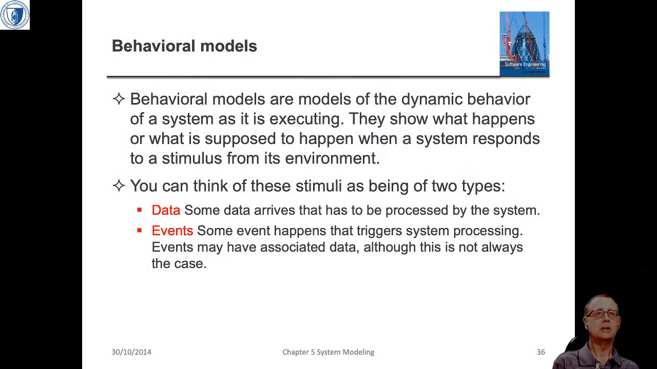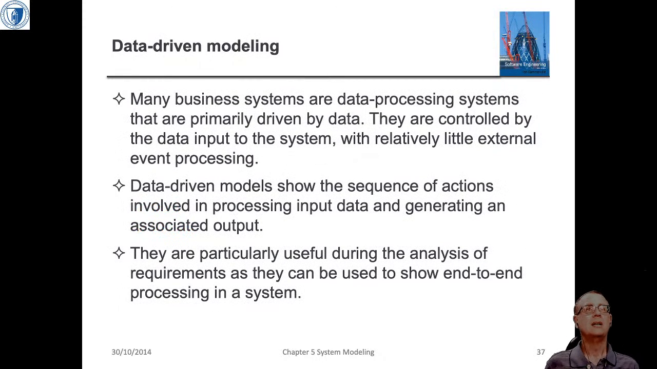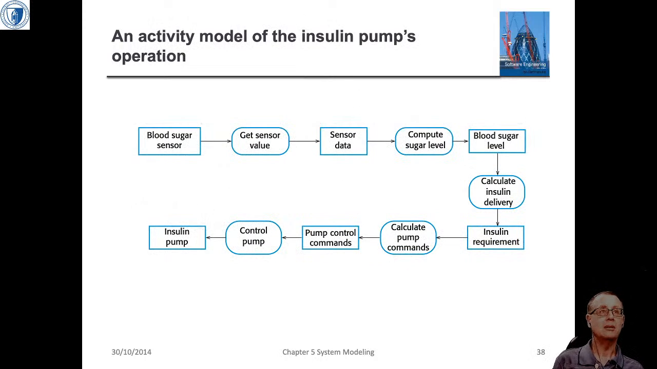So, behavioral models. These show the dynamic behavior of the system. And there are two things that you need to think about that impact the dynamic behavior of your system: the data and the events. A lot of systems are data driven. You get some data in, you process it, you update other data. So understanding what inputs, outputs and processing are happening is very, very relevant.